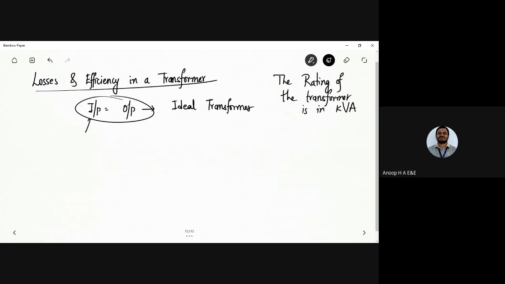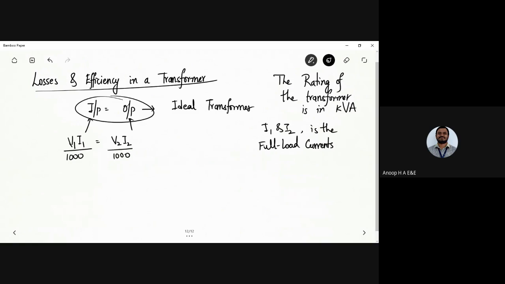So I have input and output. I get V1 I1, that is the voltage on the primary side and the current on the primary side, which is equal to V2 into I2. I1 and I2 here are the full load currents. Got it? Now V1 I1 will be equal to V2 I2. If it is expressed in kVA, it should be divided by 1000.